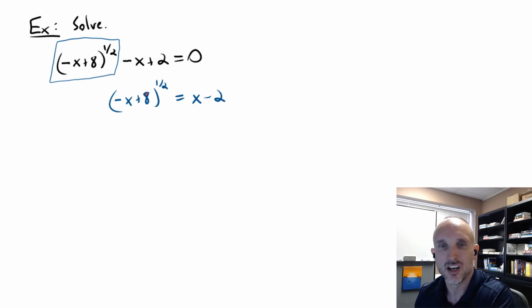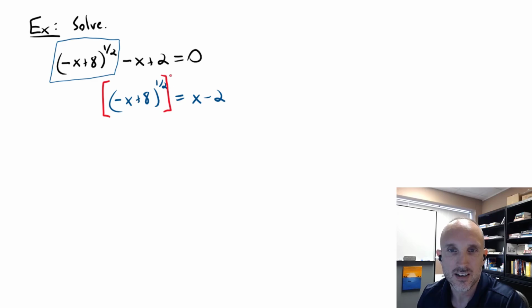And now to undo a 1/2 power, to make that 1/2 power go away, I'm going to raise both sides to the second power, because 1/2 times, let me back up. Remember when you raise a power to a power, you multiply the exponents? So what I'm trying to do is turn this 1/2 into a 1. And the way to do that is to multiply by 2 or raise to the second power. But if I do it on the left side, I have to do it on the right side as well.